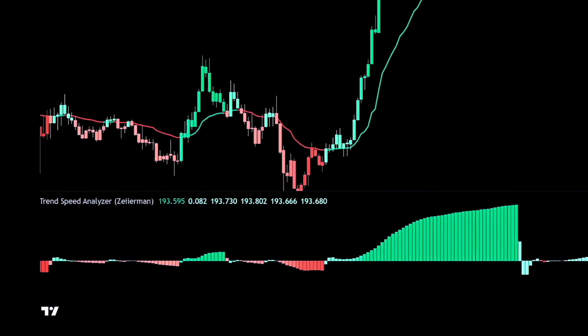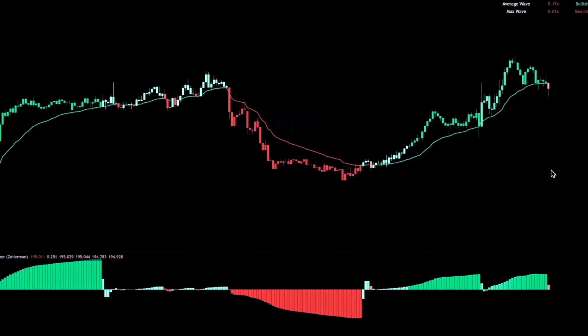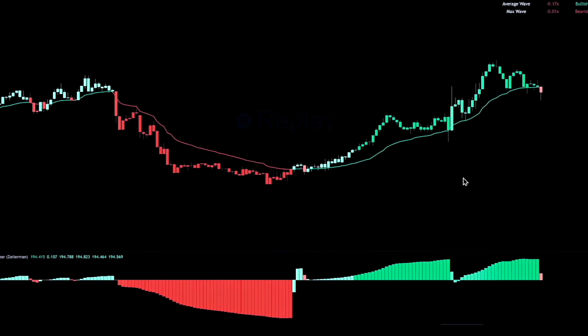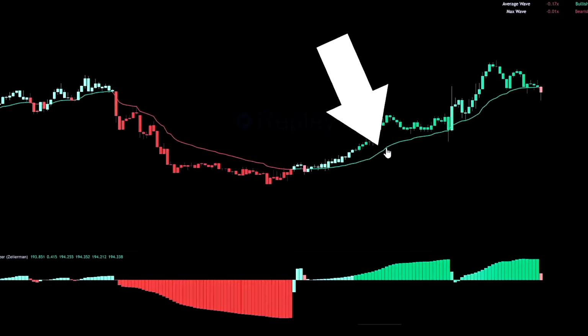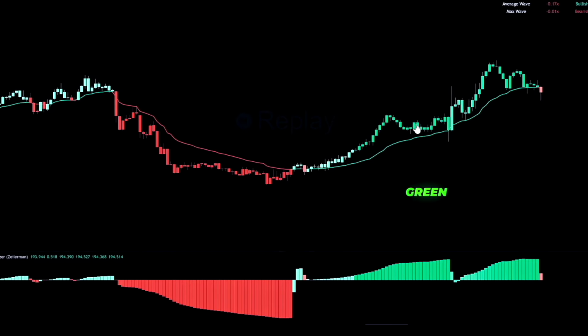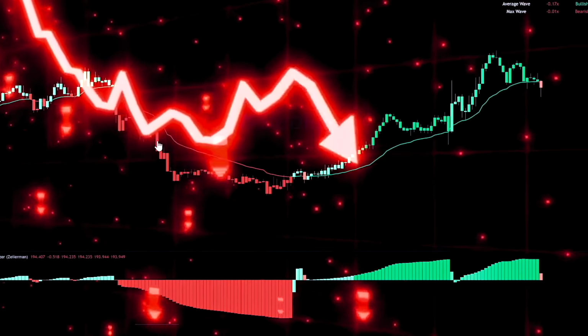Now, how do you trade this? The creator suggests a few solid approaches. For basic trend spotting, check the trend line. Green with price above it screams bullish. Red with price below says bearish.